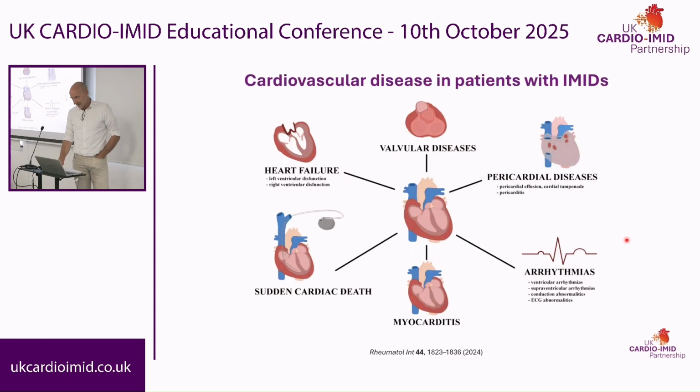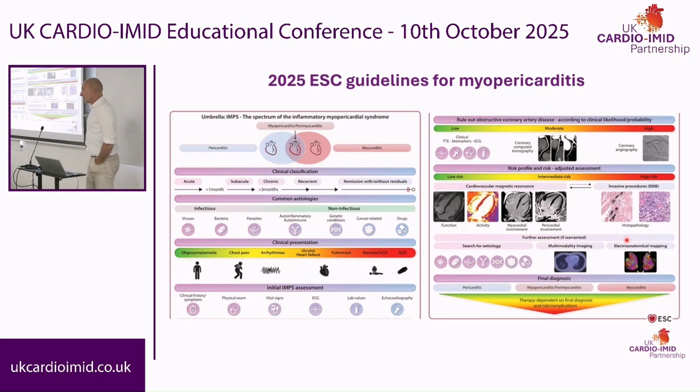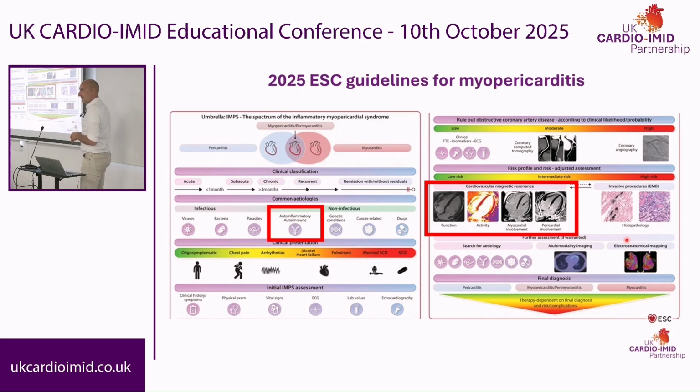Right, so with that background, let's talk about where we use cardiac MRI in patients with IMIDs. As I mentioned, it's the big things: myocarditis, heart failure, and pericardial disease. Most of you will have seen the ESC guidelines on myopericarditis, which now group myocarditis and pericarditis into myopericardial syndrome. And cardiac MRI, excitingly, is now considered the diagnostic test in these circumstances. So certainly for patients at low and intermediate risk, the recommendation is to use cardiac MRI to diagnose myopericarditis definitively, in addition to all the clinical workup. And that includes those patients with autoimmune disease.